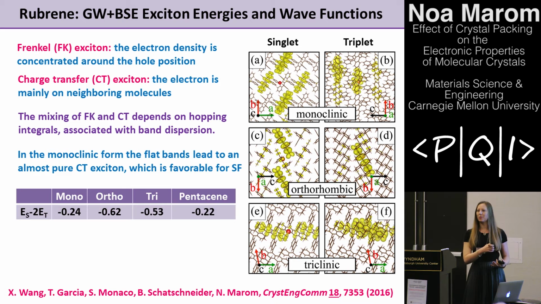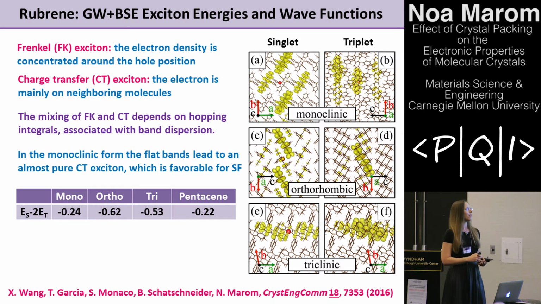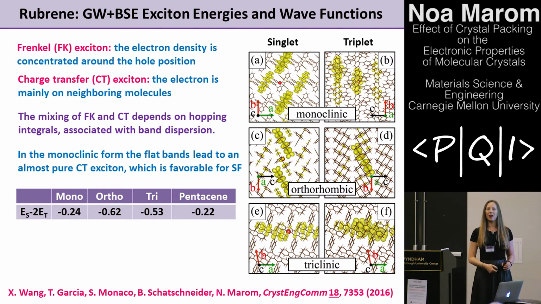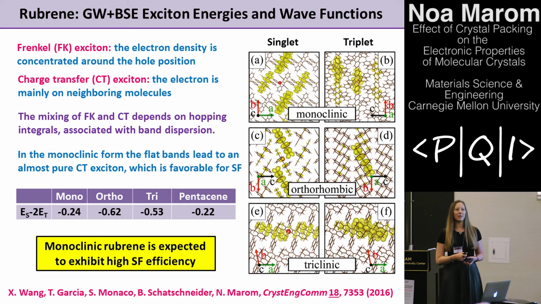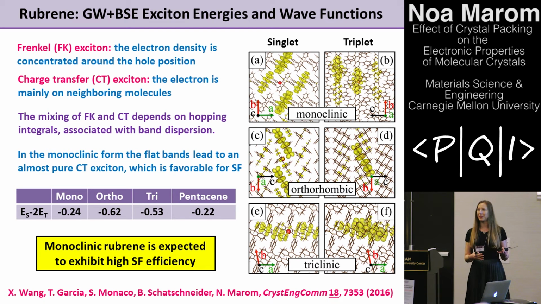So finally, we're going to look at the energy criterion for these different polymorphs of rubrene and compare it to pentacene, which is the quintessential singlet fission molecular crystal. And what you can see here is that the monoclinic form is closer to meeting the energy conservation criterion, and also it's pretty close to pentacene. And this is why we think, based on our calculations, that the monoclinic form of rubrene might exhibit very efficient singlet fission, possibly rivaling the efficiency of pentacene.